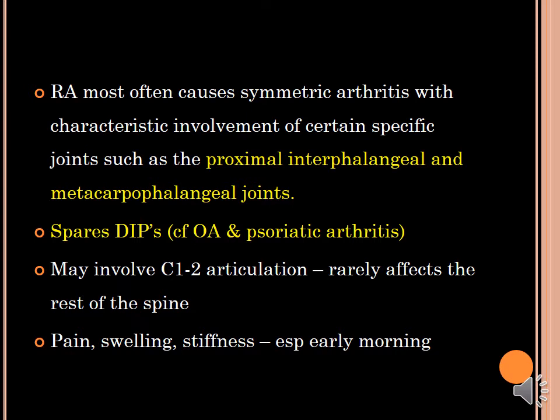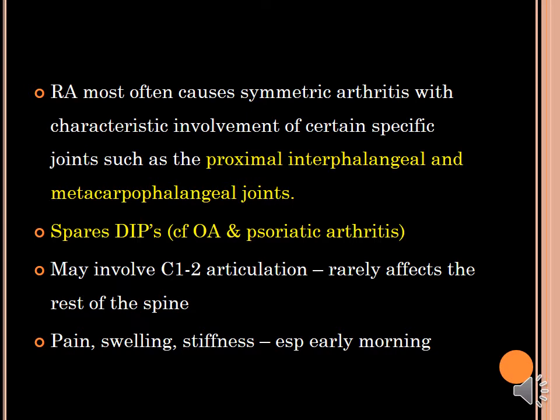If distal interphalangeal joints are involved, then that occurs in osteoarthritis and in psoriatic arthritis. Psoriatic arthritis is a strong differential diagnosis of rheumatoid arthritis, because it is also an inflammatory arthritis which occurs in psoriasis.